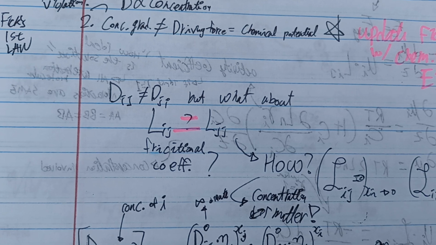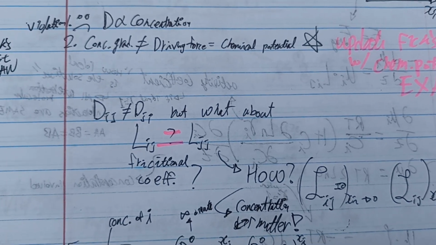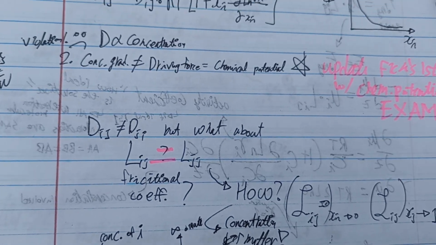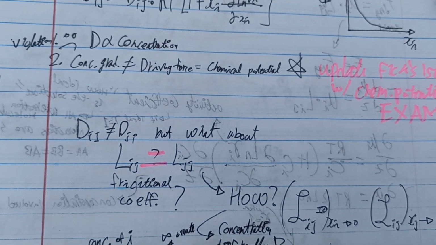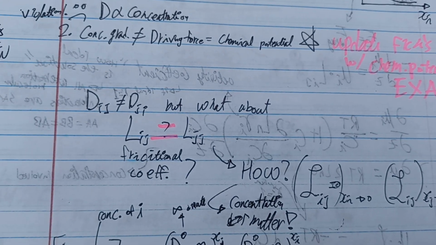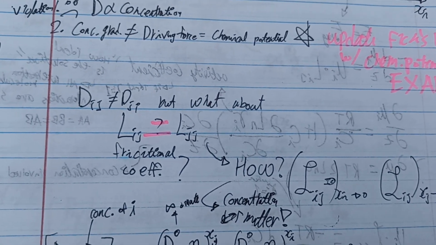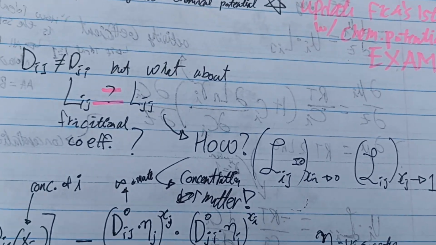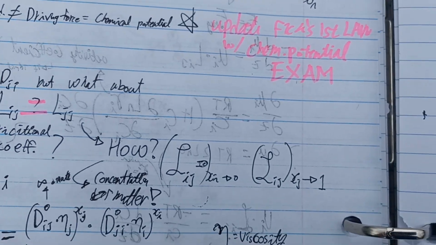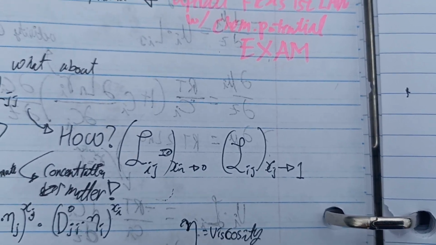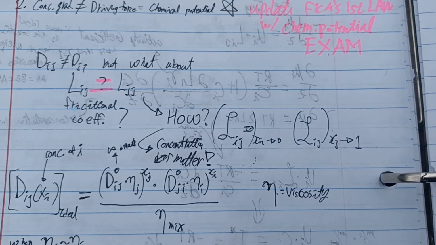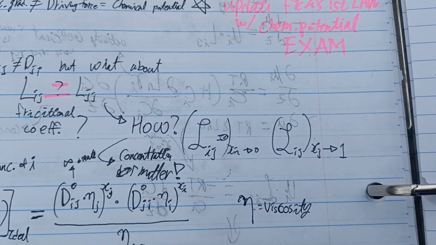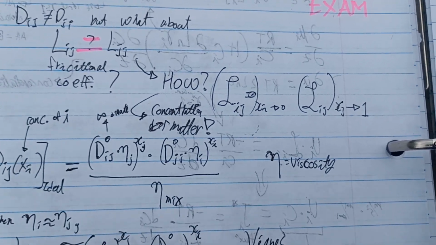So far we have said that Dij, the diffusivity of I in J solution, and the diffusivity of J in I solution are not the same. But what about the frictional coefficients Lij and Lji? Well, they are actually indeed the same. How could that be the case, right? That's because of the concentration differences we have. And so we know that the concentration really matters.